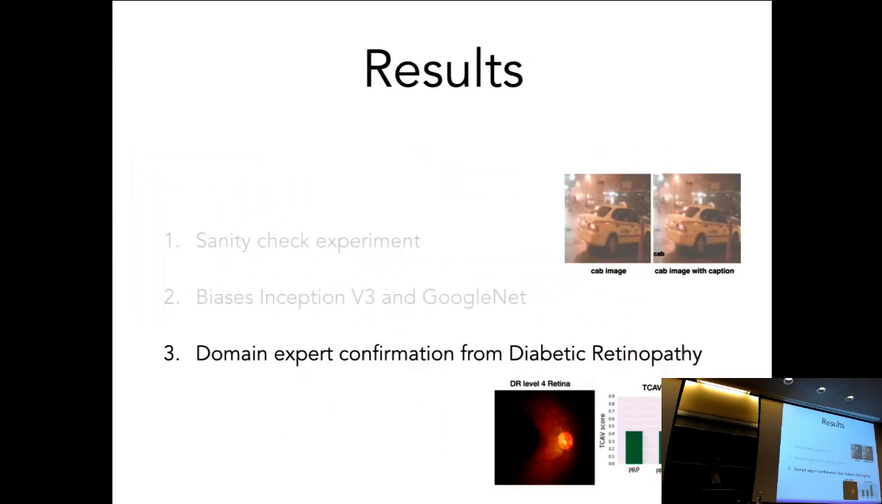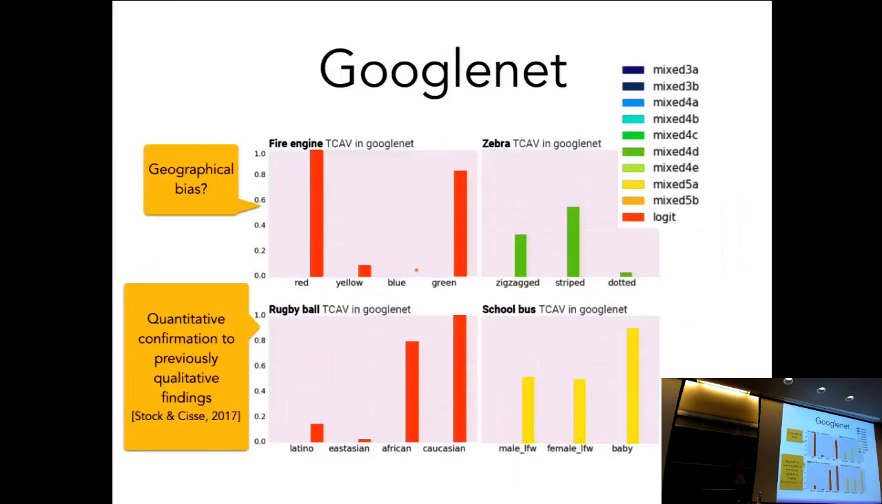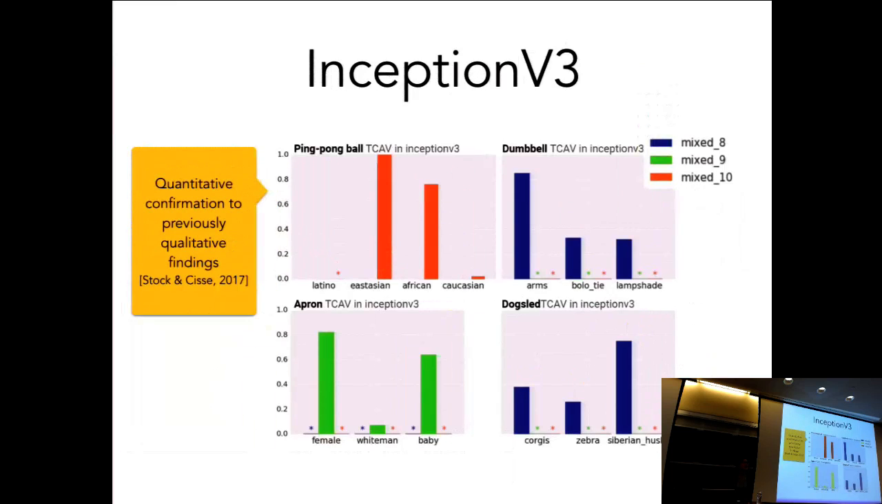This is a TCAV score. Good question. So it's between 0 and 1. The higher it is, the more important.